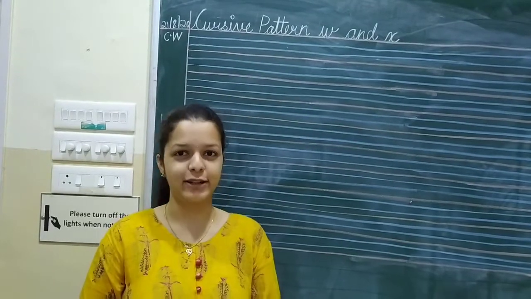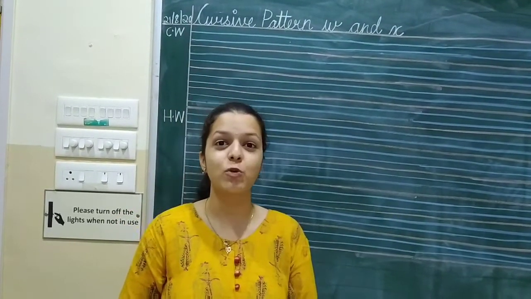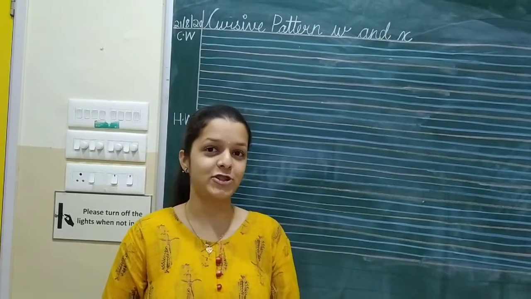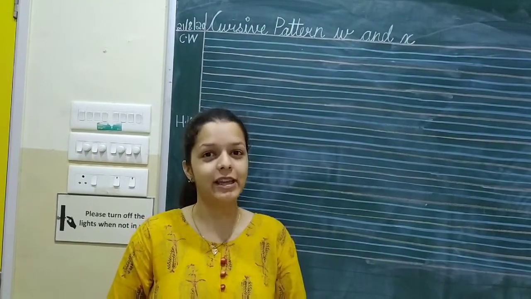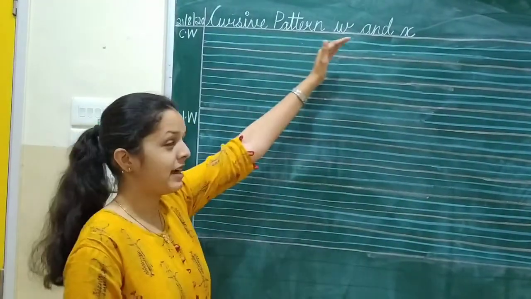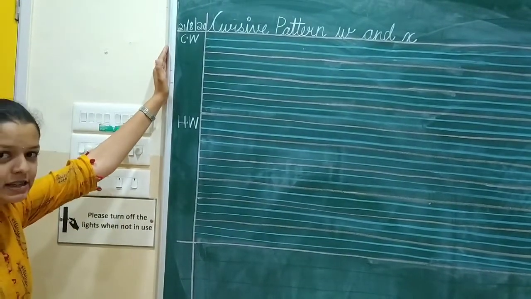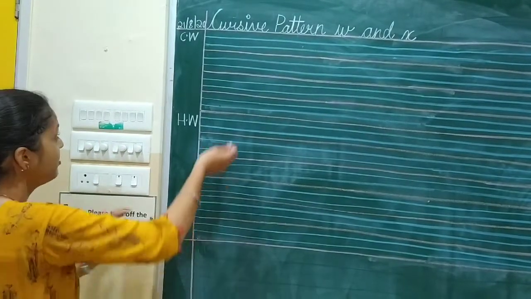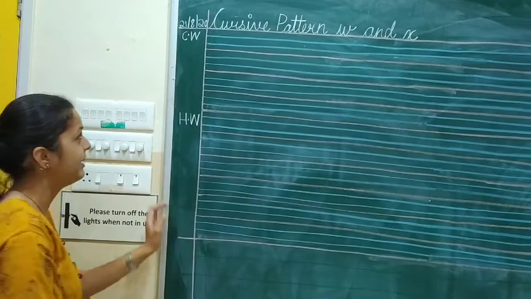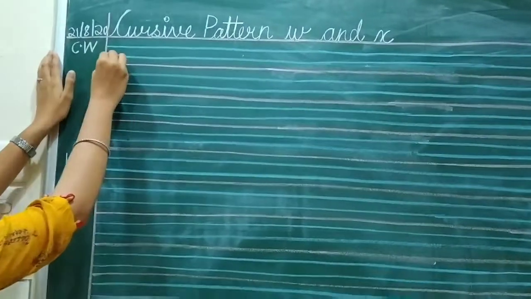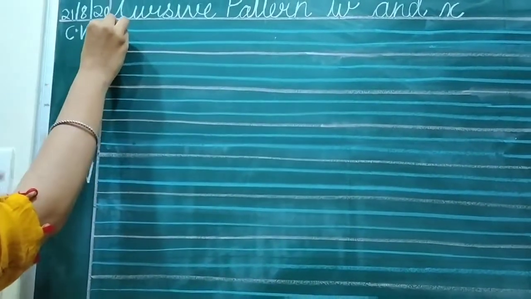Today two letters, W and X. In the last lecture, what did I teach you? U and V. And today we are going to learn W and X. Go bring your E1 notebook and let's write the title, cursive pattern W and X, and today's date. Let's start, drawing the margin line, red. Second blue line, we are going to write W.